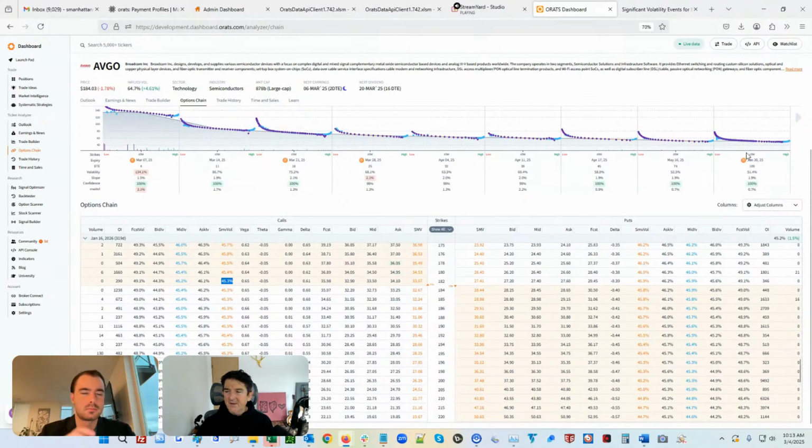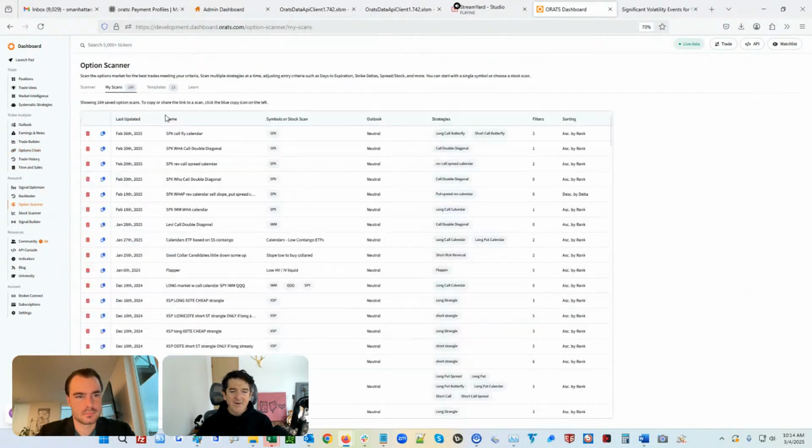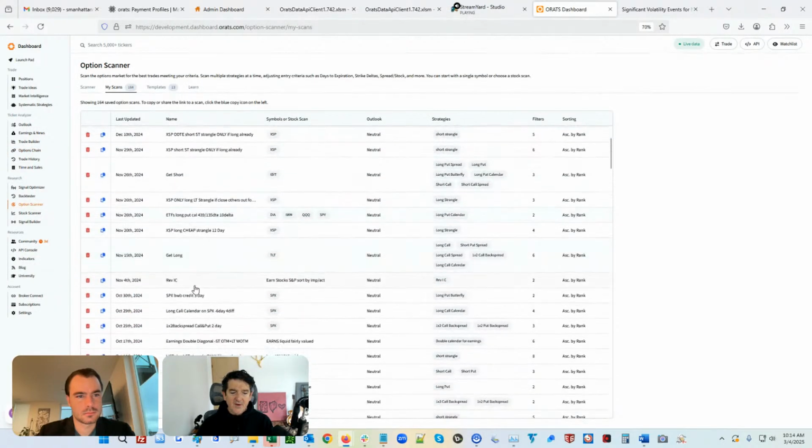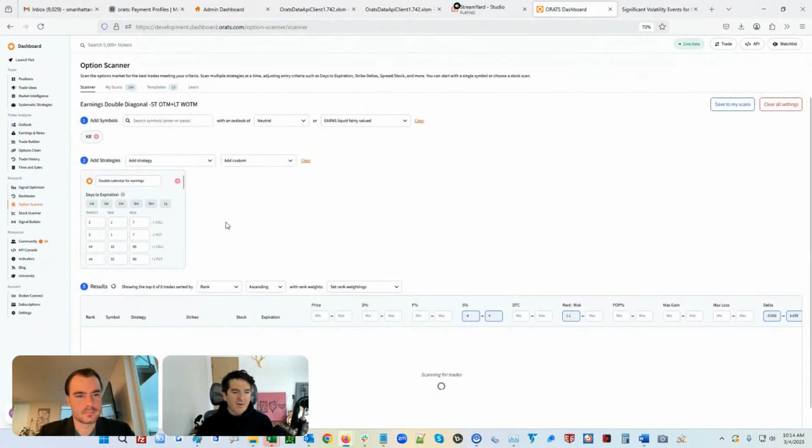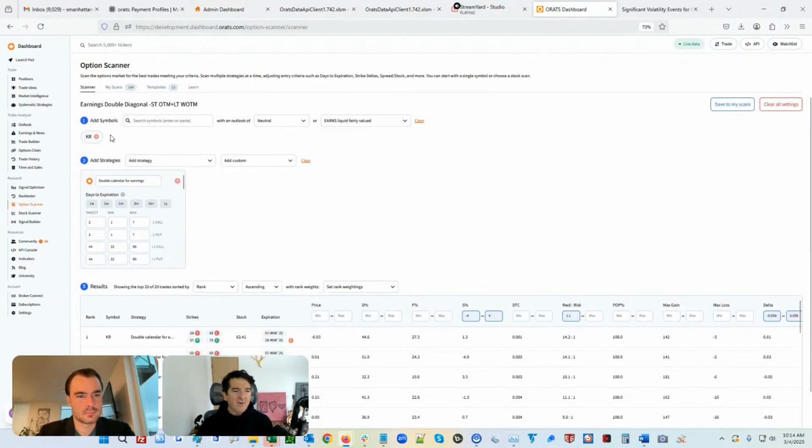So what that means is we think that Broadcom, we forecast their volatility at a decent level, but especially the front months, those are high. So what that would say is in an option scan, as you talk about, and let me just see if I have an earnings scan that we could look at that has Broadcom in it. This is a double diagonal. It only has KR, so let's go AVGO.